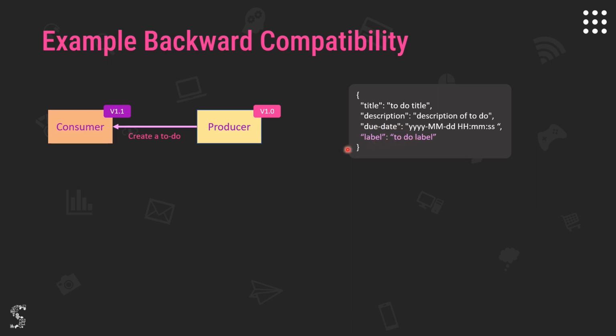So if the consumer is able to understand the context, even though they have different versions, it means that this consumer has backward compatibility features.